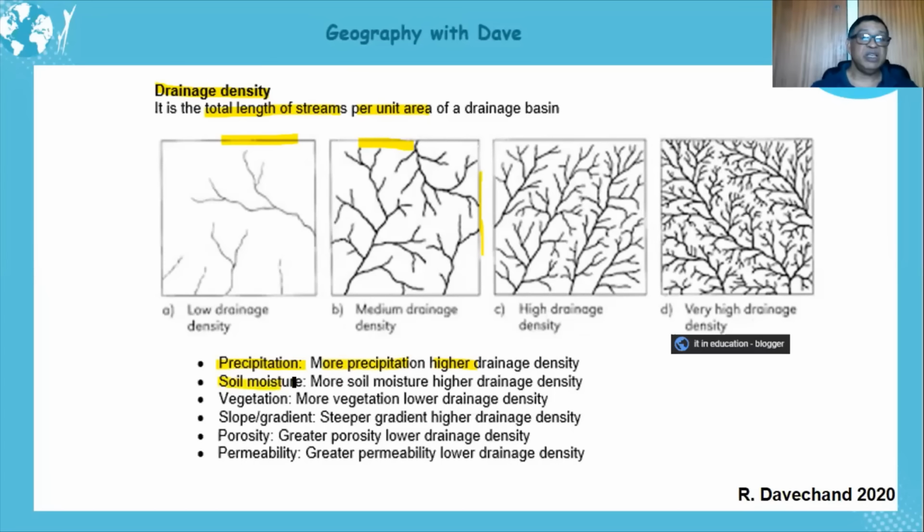Soil moisture. If there's more soil moisture, remember, if the soil becomes saturated, can the soil absorb more water? No. So what will happen to the rest of the water?